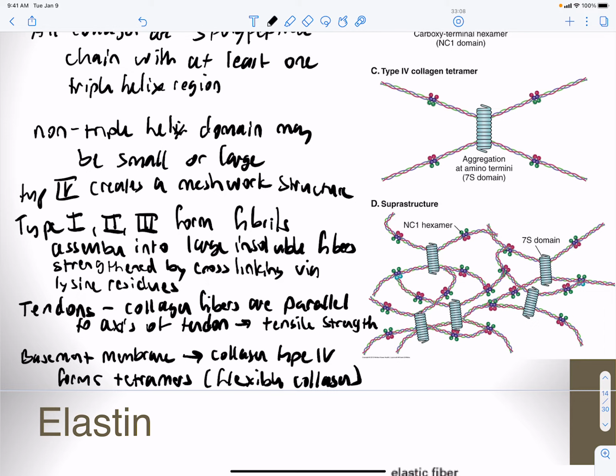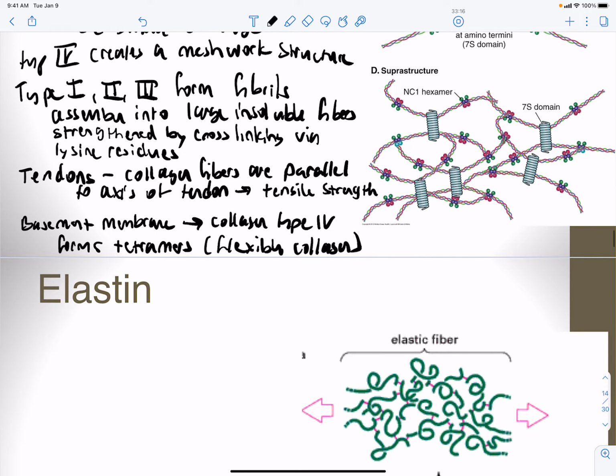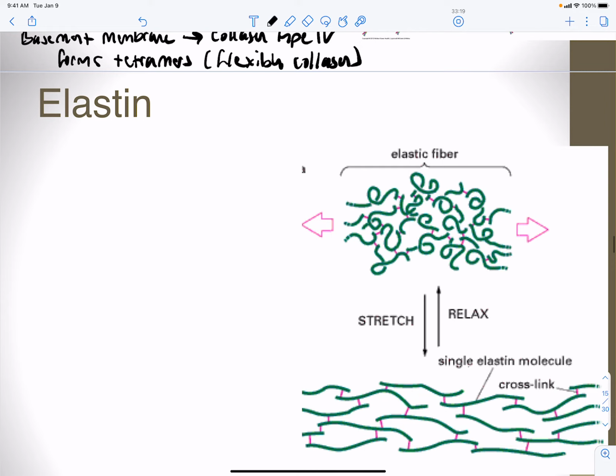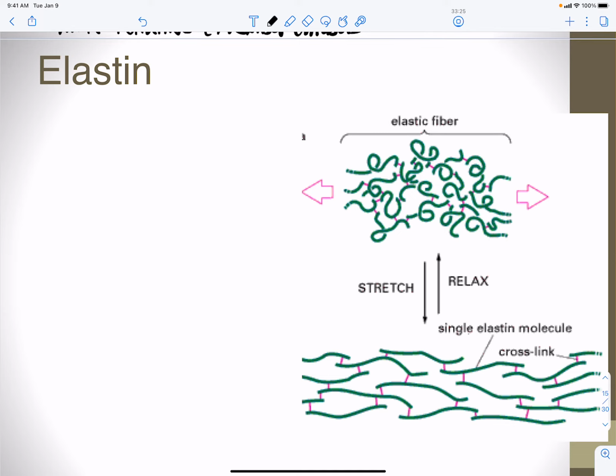So it's going to be more flexible than what you find in your tendon, for example. And so you get that lattice network that is shown there. Another component of the extracellular matrix is elastin. So this is going to be a major component in elastic fibers.